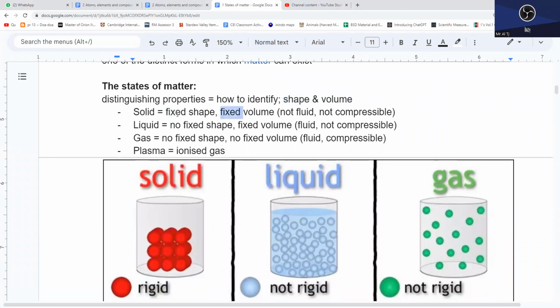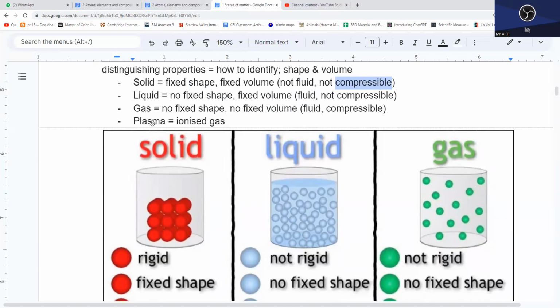Because the shape is fixed, they cannot flow. We call them non-fluid or not a fluid. Because the volume is fixed, we cannot make them bigger or smaller. We say that they are non-compressible. Okay. Next, how do we understand that something is a liquid?